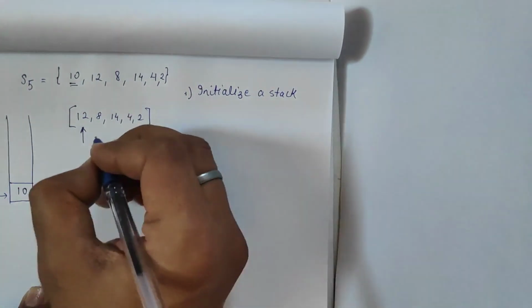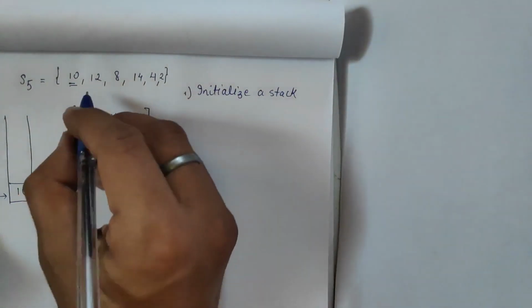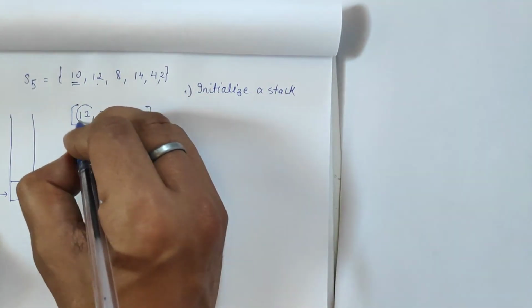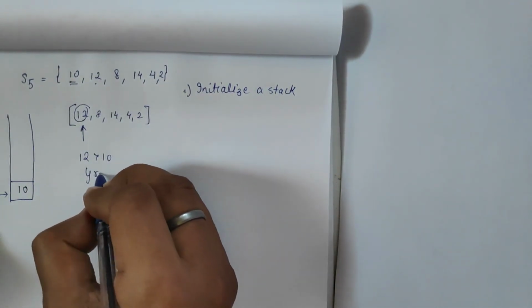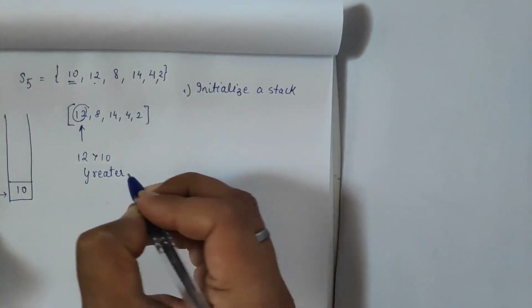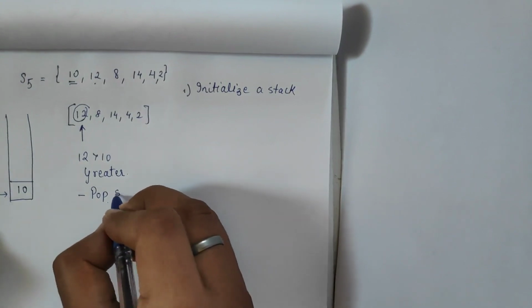So you start comparing 12 with 10. Now there can be multiple cases. We are assuming here that no elements are similar, but even if that is there, that is not an issue. Now the next element is 12, and 12 is greater than 10. Greater, so what we will do is pop the stack.